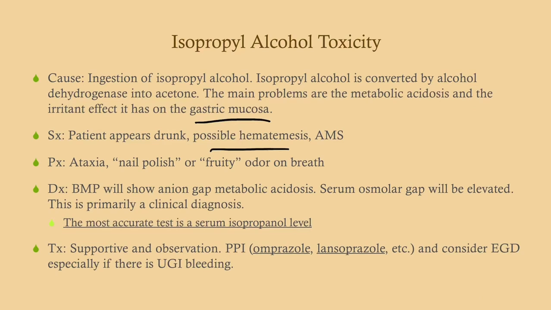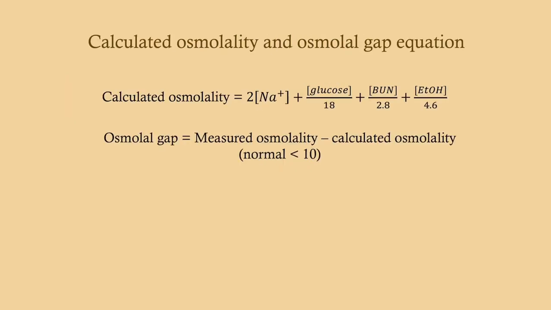The treatment is supportive observation. I would admit these patients, observe them overnight, give these patients a PPI. Now, the literature I have read says give a PPI if there's upper GI bleeding. Personally, proton pump inhibitors are very non-toxic. They're very safe drugs. Just give it prophylactically.